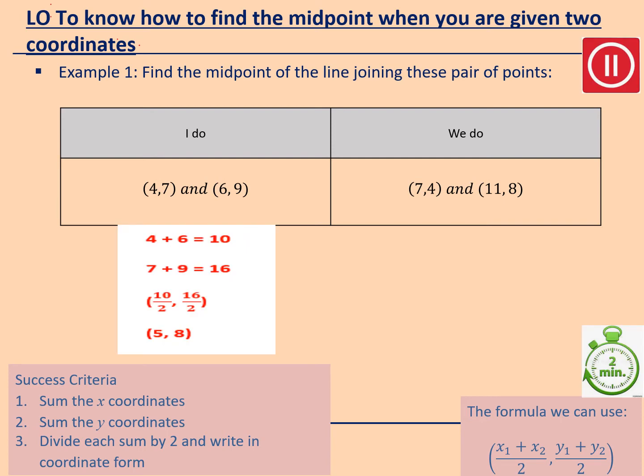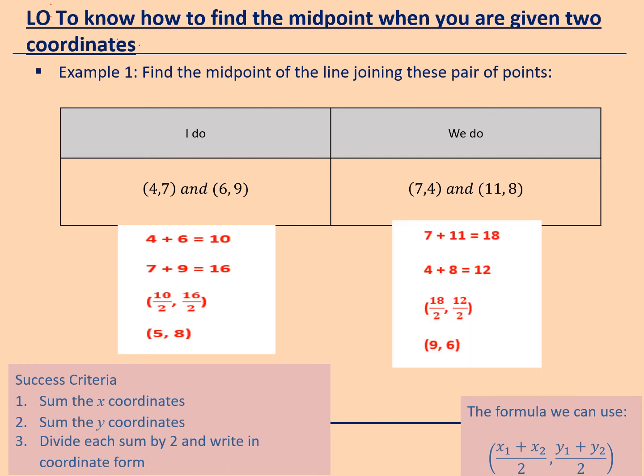So 4 plus 6 is 10. 7 plus 9 is 16. We divide the x by 2 and the y by 2. So the midpoint coordinate will be 5, 8. Pause the video while you have a go at the we do. Well done. So the coordinate is 9, 6.